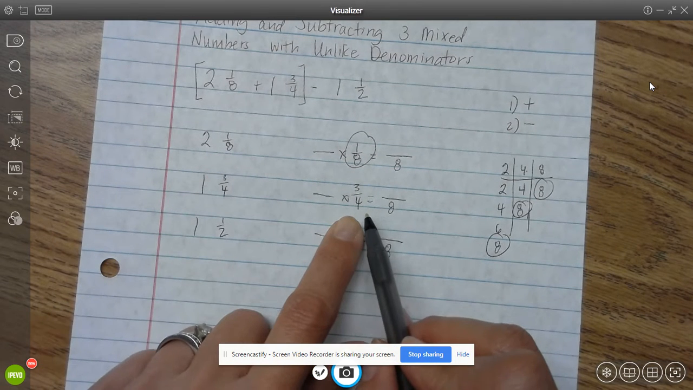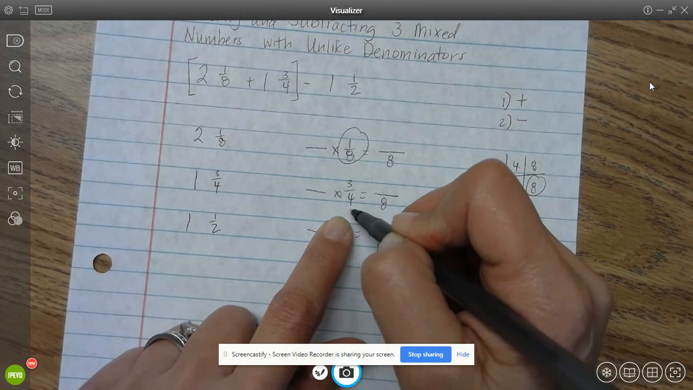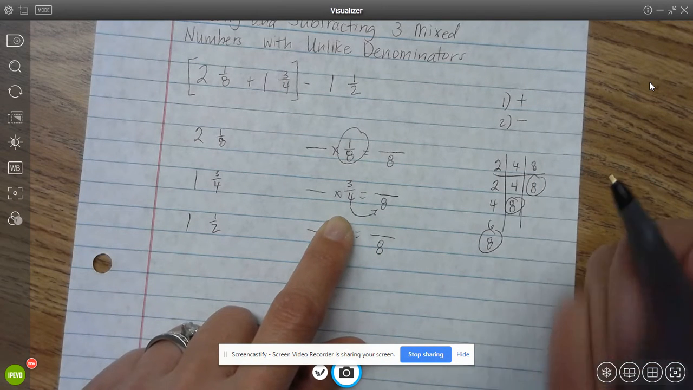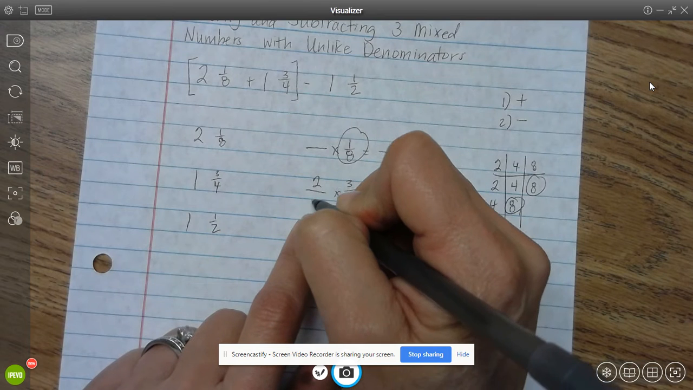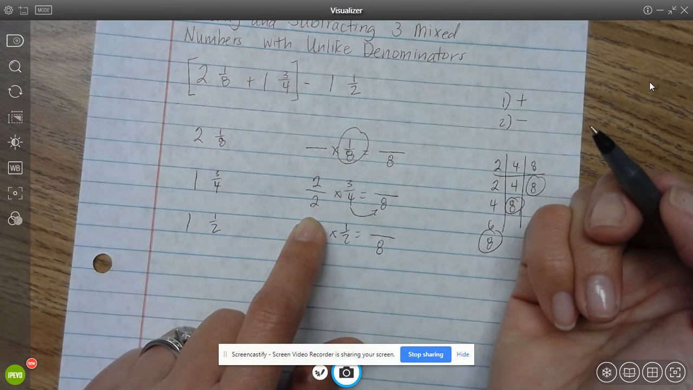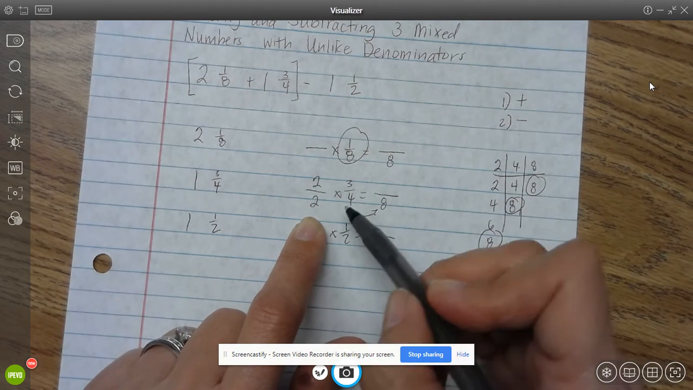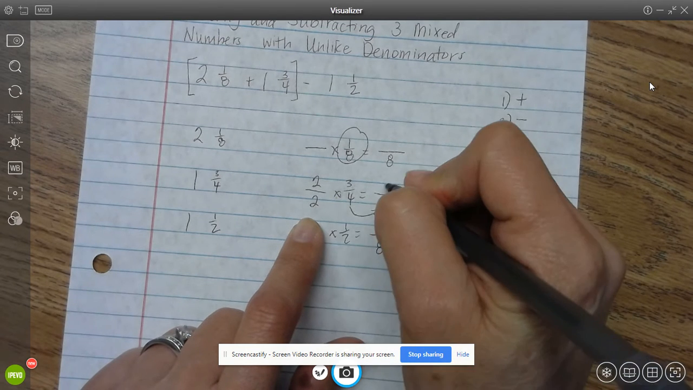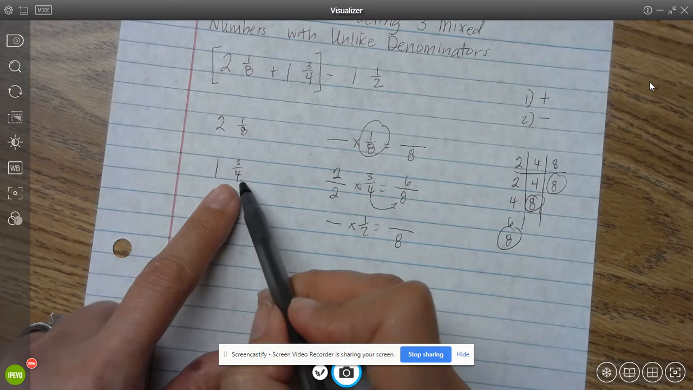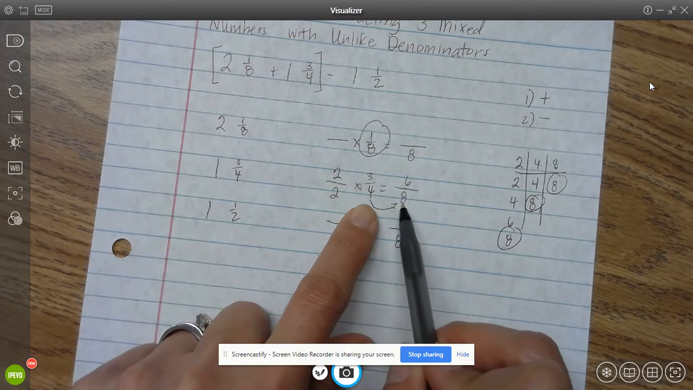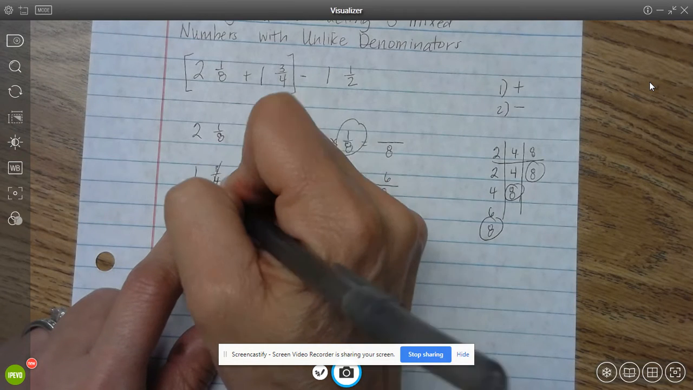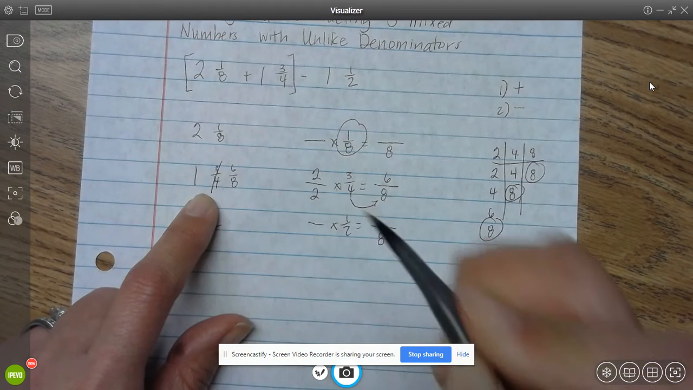Now I'm going to go down here, 3/4. How do I get my 4 to become an 8? It's 4 times 2. 4 times 2 is 8. So I'm going to create an equivalent of 1 because 2 over 2 means 1 whole. 2 times 4 is 8. 2 times 3 is 6. So the equivalent of 3/4 is 6/8. It means the same thing. Okay, so I'm going to cross that out, and I'm going to put 6/8 here.